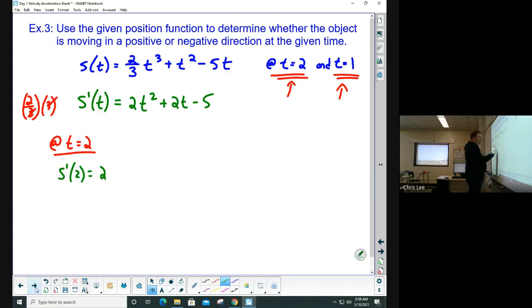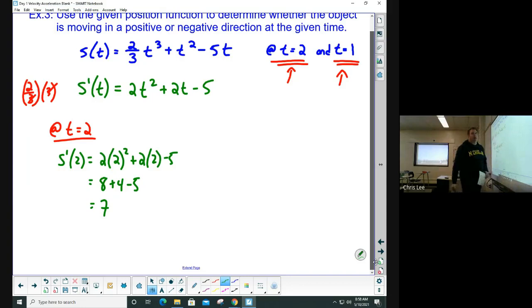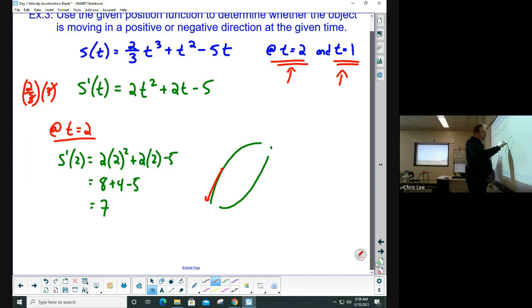So 2t squared means 2 times 2 squared plus 2 times 2 minus 5. So 2 squared is 4, times 2 is 8, plus 4, minus 5 is 7. Now, the fact that it is a positive 7 means that it must be moving in the positive direction. You can imagine that the graph is doing something like this or something like this, and all you're noticing is that the slope of the tangent is 7, okay? So it must be moving positive.